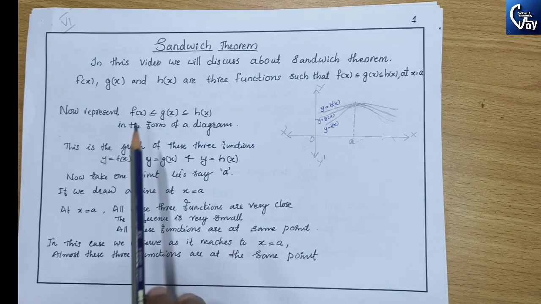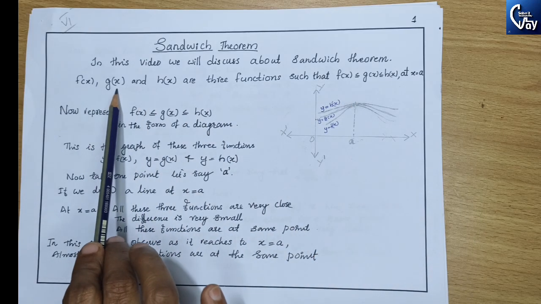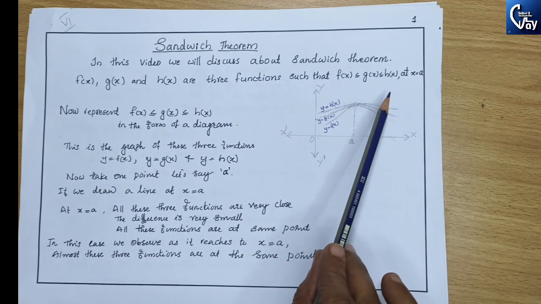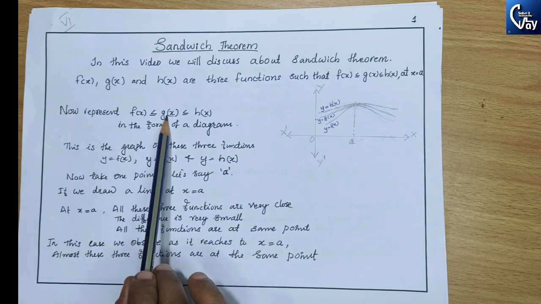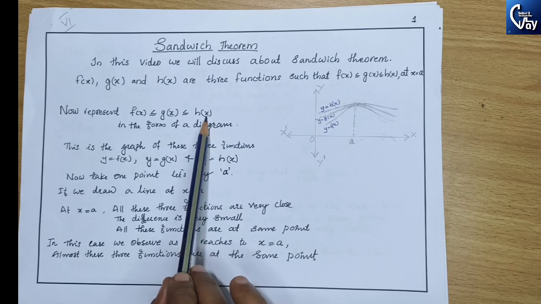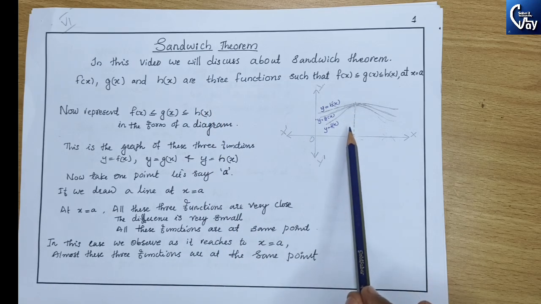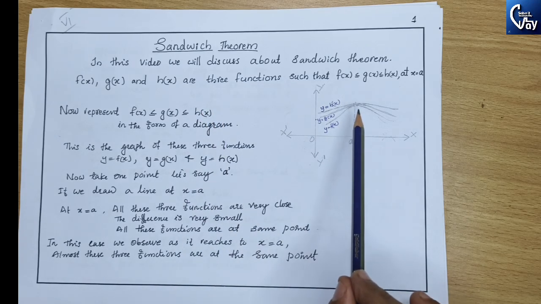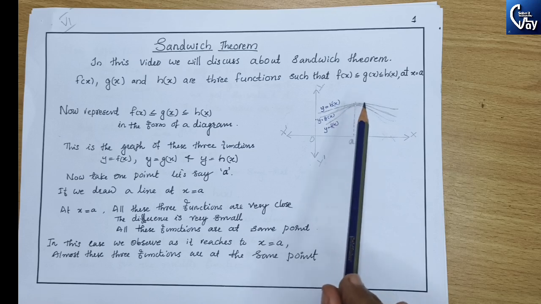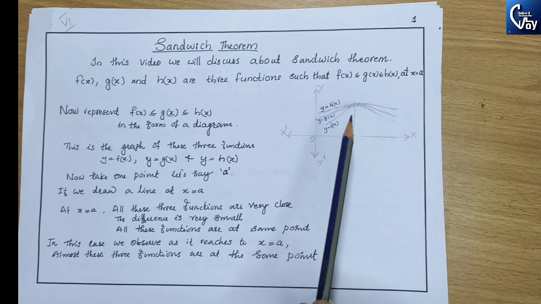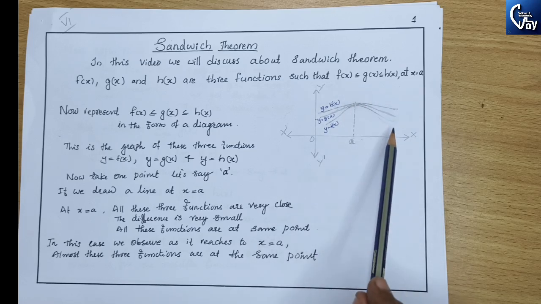Is it clear? Here f(x), g(x) and h(x) are three functions. g(x) lies between f(x) and h(x). These three functions at x = a are very close. The difference is very small. All these functions are at the same point. Is it clear?